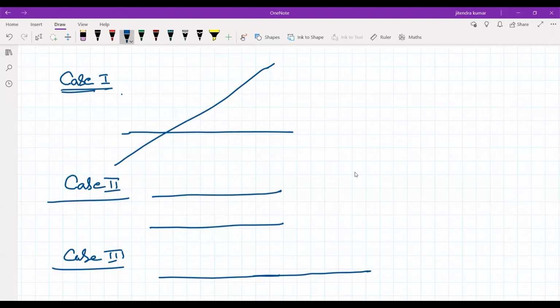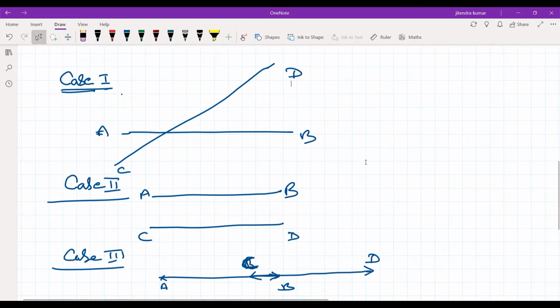Let's write some points here. Suppose this is our line 1 and this is line 2, AB and CD. These are the three possibilities in case of two lines: either they will intersect each other somewhere, or they will not intersect anywhere, that will be parallel lines, or they will be coincident, lying on each other only.